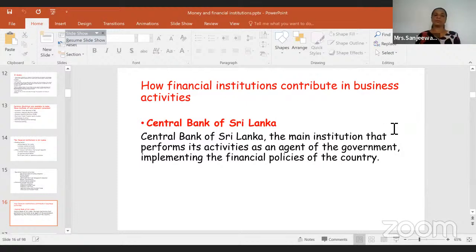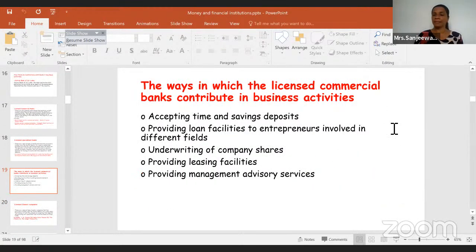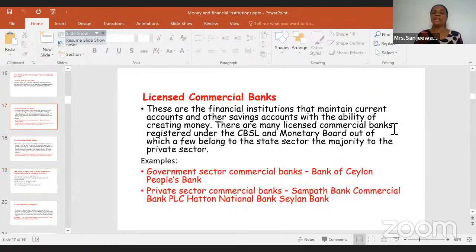Then the next one is the licensed commercial bank. So what are these licensed commercial banks? Licensed commercial banks are some of the financial institutions. They maintain current accounts.